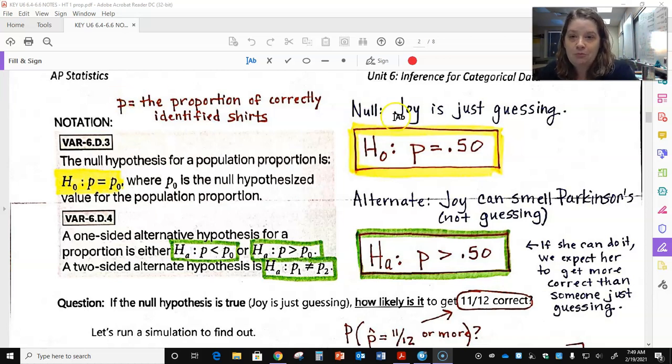So let's write that as a proportion. If Joy is just guessing, the null hypothesis would be that p = 50%. Now, our alternate hypothesis can take one of 3 forms.